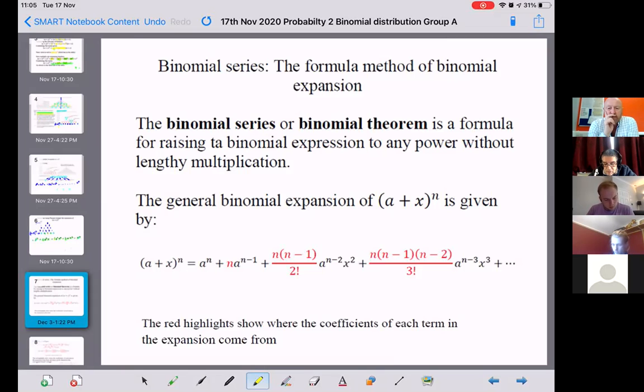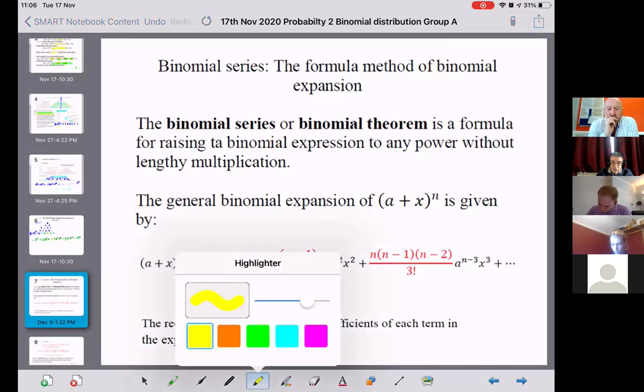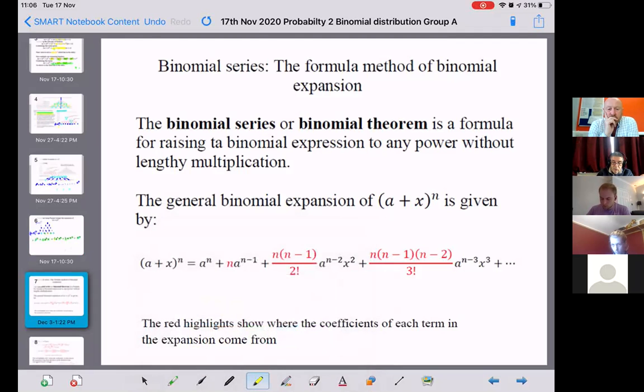Binomial series is a formula for raising a binomial expression to any power without lengthy multiplication. The general expansion of a plus x to the n is given by that formula. The items in red highlight where the coefficients come from. The coefficients are the numbers that you get from the Pascal's triangle.